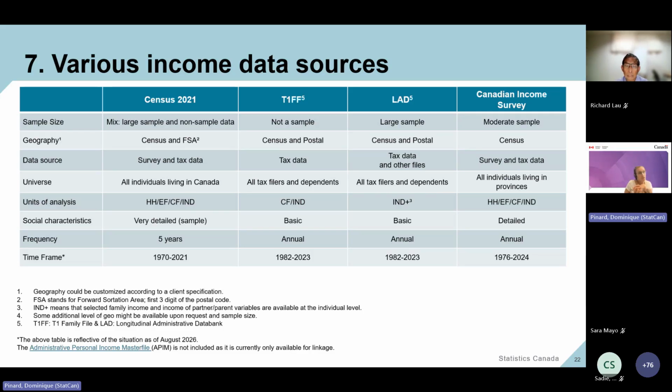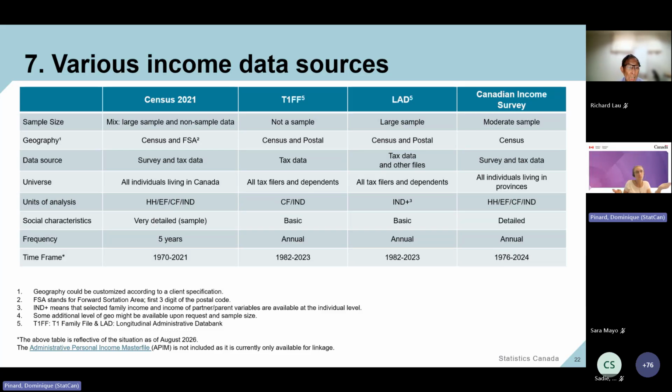The second point to think about when you want to choose an income data source is, well, what kind of geography is available from that data source? Census and TIFF have census geography and FSAs. TIFF has a little more postal geography than the census, and the CIS only has census geography. And that's mainly because of sample size issues. It cannot go lower than a certain level of census geography.